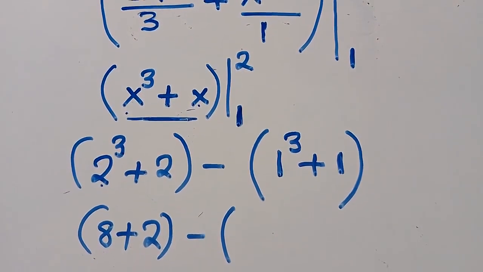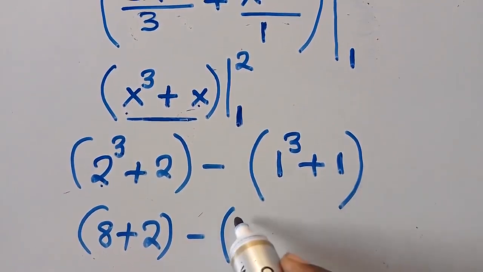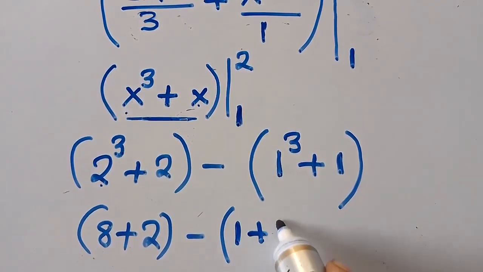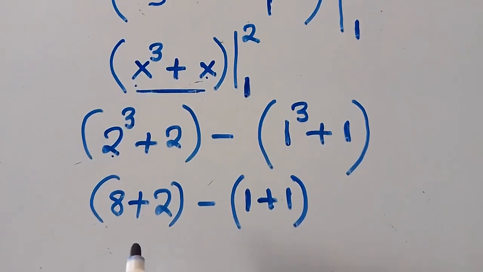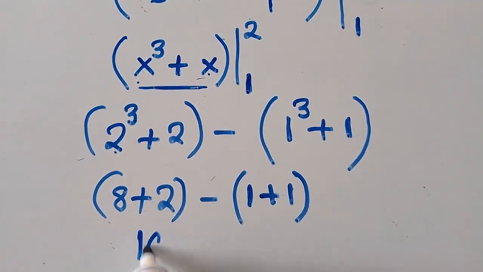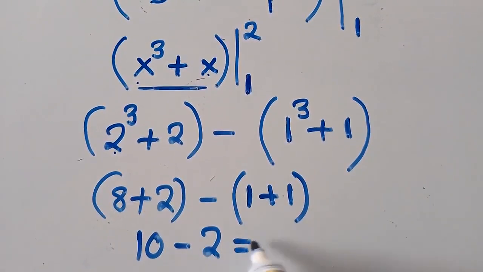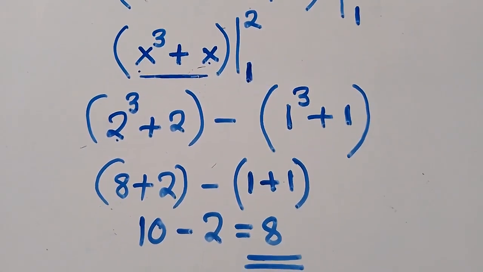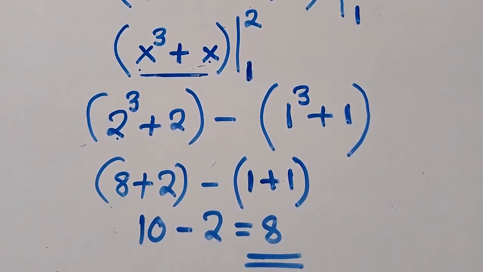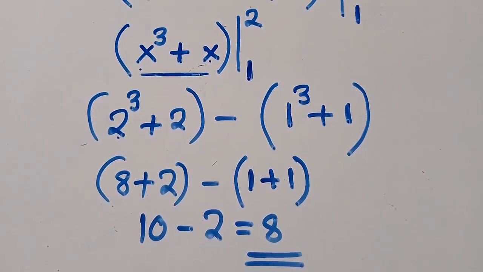So I want you to get this principle very well. So this is same as 1 plus 1. You do this. What is 8 plus 2? This is 10 minus 2. What answer are you getting? We are going to get 8. So 8 is our final answer. This is what you need to get. This is what you need to do. This is what you need to understand.